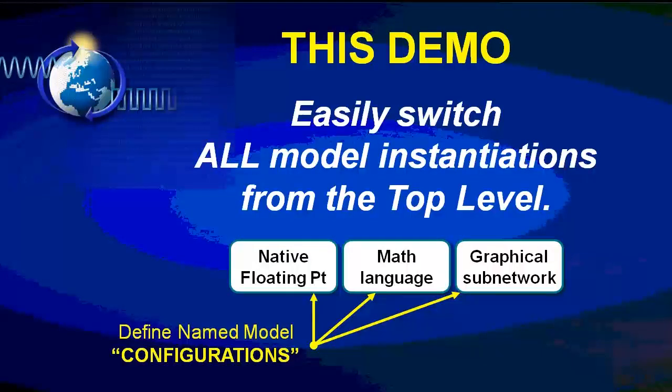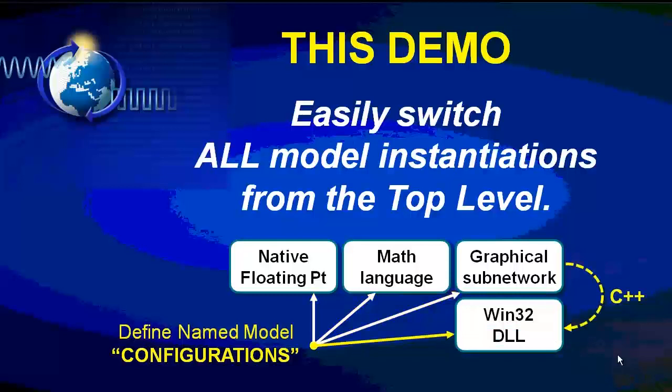The new Model Configurations tab on each schematic allows you to set up named configurations that permits you to switch these models directly from the analysis controller at the top level. In this demonstration, we'll look at switching between three model representations very quickly, and then walk you through the process of generating C++ code, compiling it, and bringing it in as a fourth model. Hopefully this will give you a feel not only for the new Configurations tab, but also the polymorphic modeling flow within SystemVue. So let's get started.